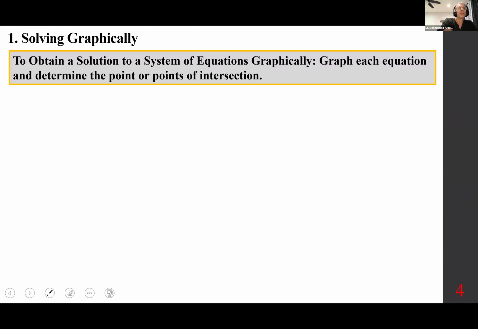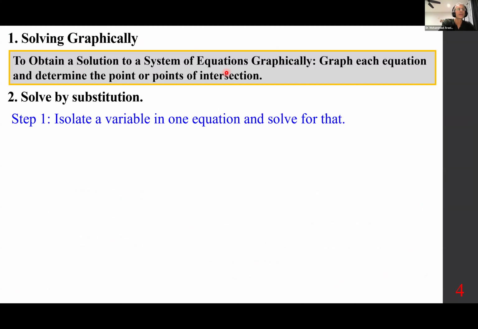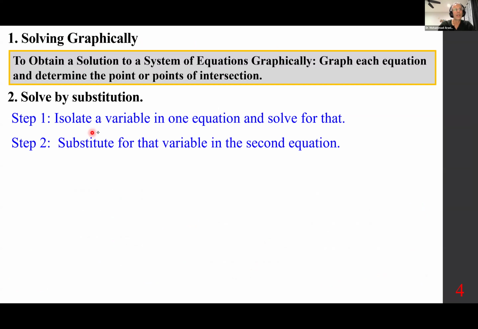Solving graphically. To obtain a solution to a system of equations graphically, graph each equation and determine the point or points of intersection. By substitution, step 1, isolate a variable in one of the equations and solve for that. And step 2, substitute for that variable in the second equation.